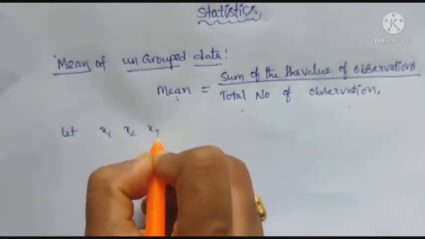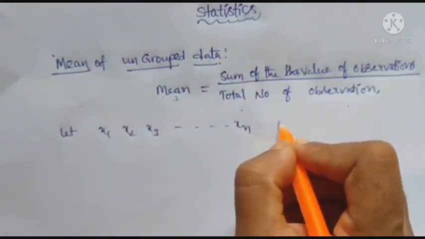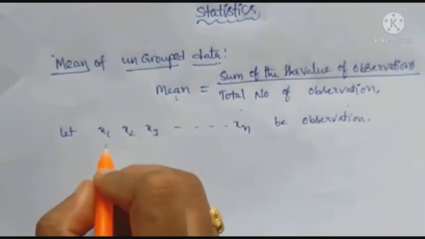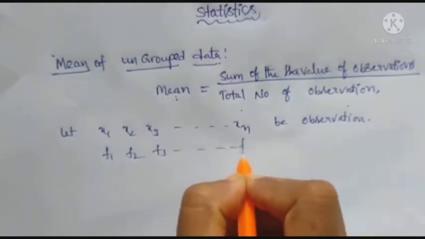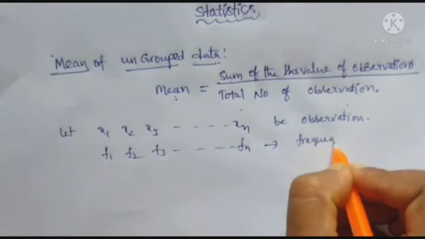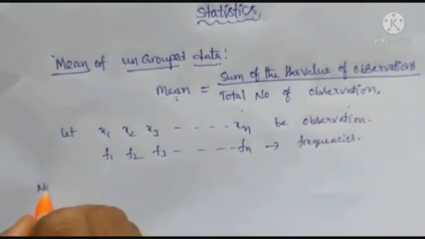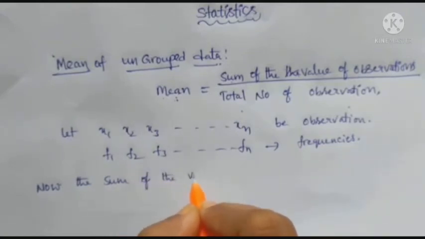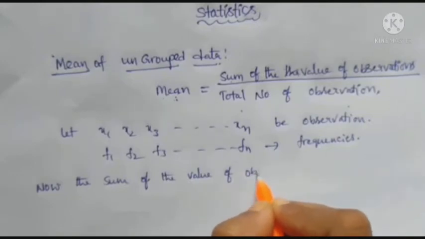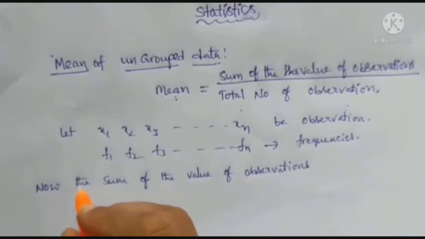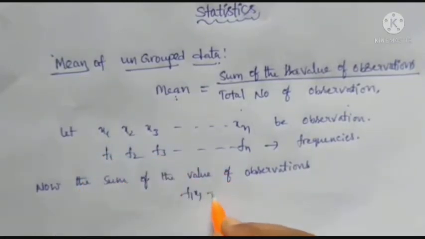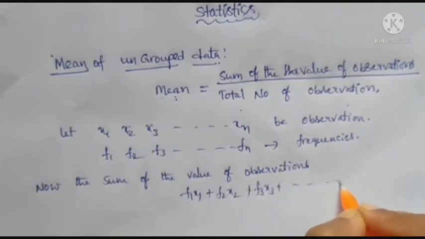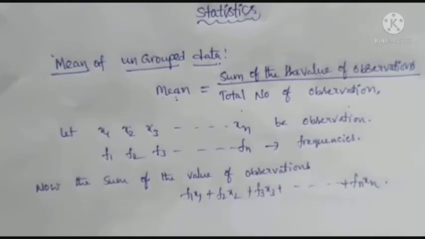Let me take x1, x2, x3, and so on up to xn as observations, with respective frequencies f1, f2, f3, and so on up to fn. These are frequencies. Now, the sum of the values of observations means x1 into f1, f1x1, plus f2 into x2, f2x2, plus f3 into x3, f3x3, plus so on, fn into xn.